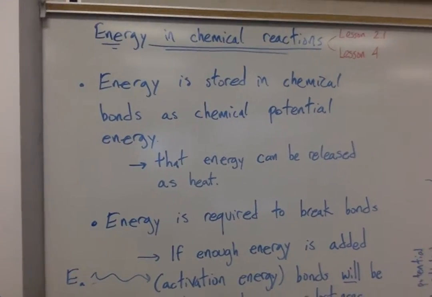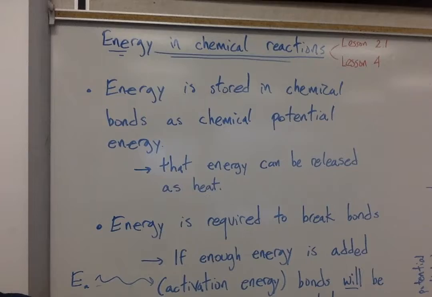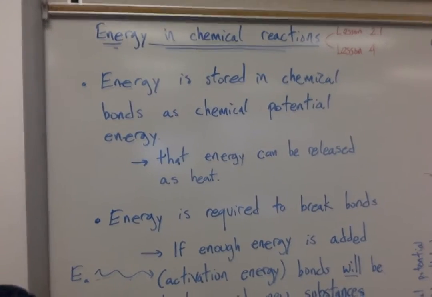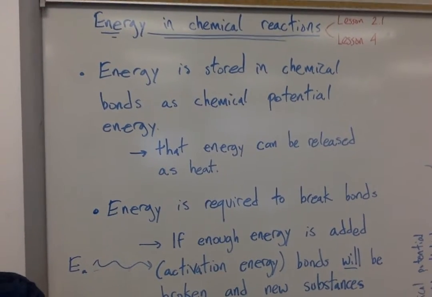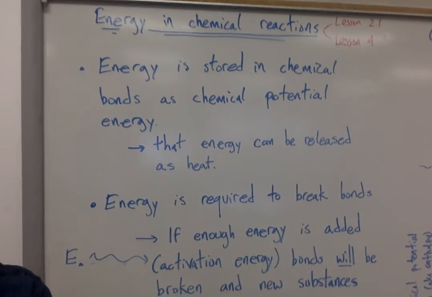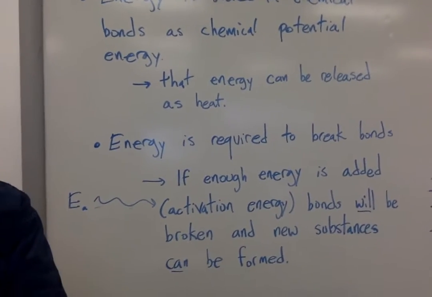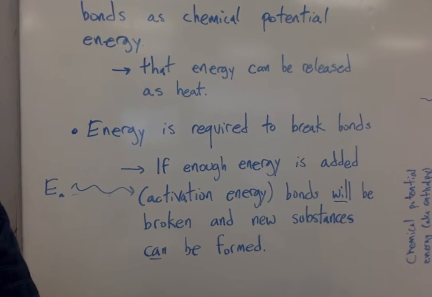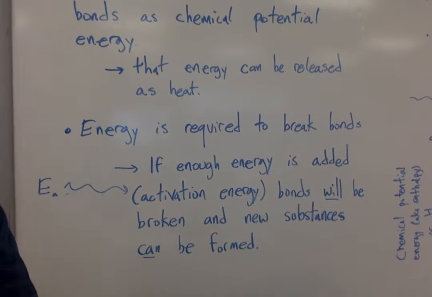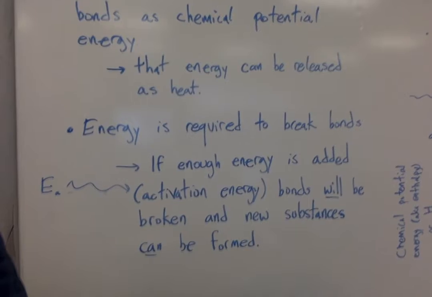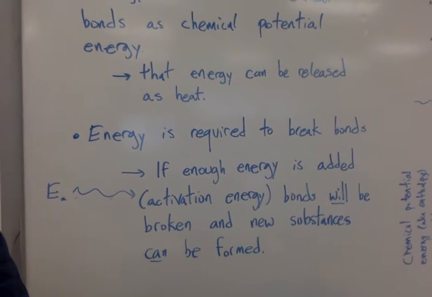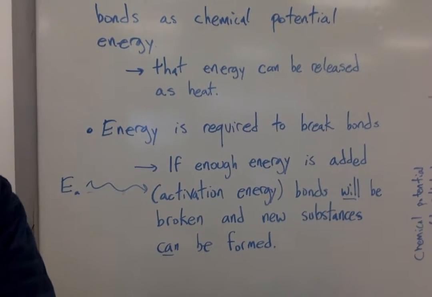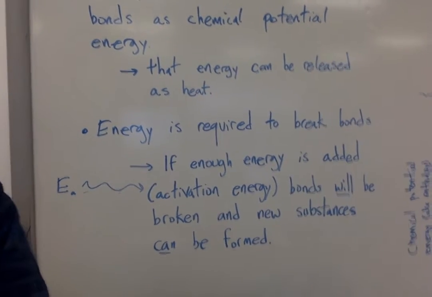Science 10 and Chem 11, this really applies to you. What it says is, energy is stored in chemical bonds as chemical potential energy. And that energy can be released as heat, which you are seeing now. We know that in molecules there are molecular chemical bonds. You need energy to break those bonds. And if enough energy is added, we call that activation energy. You should both know EA, activation energy.